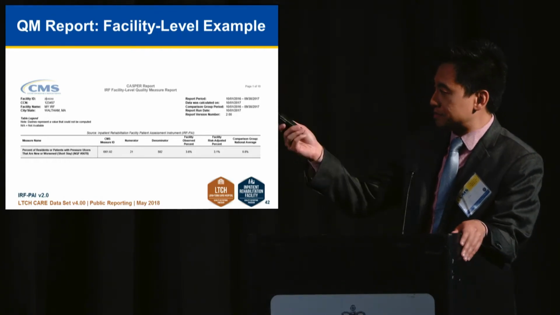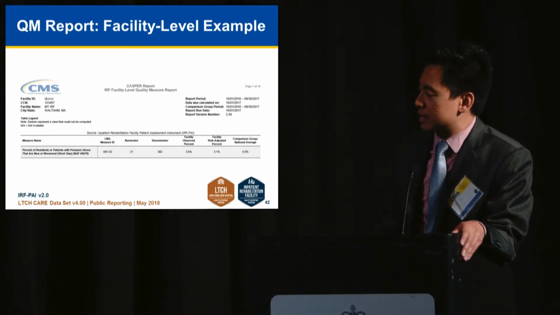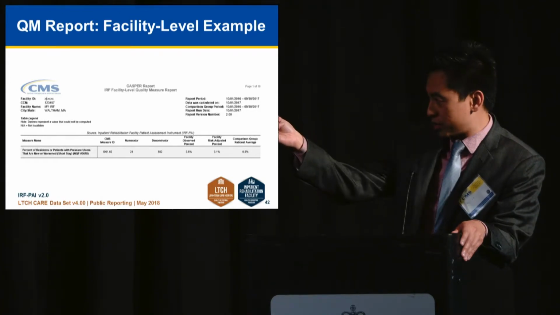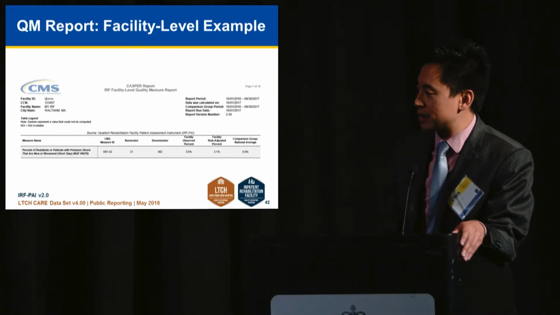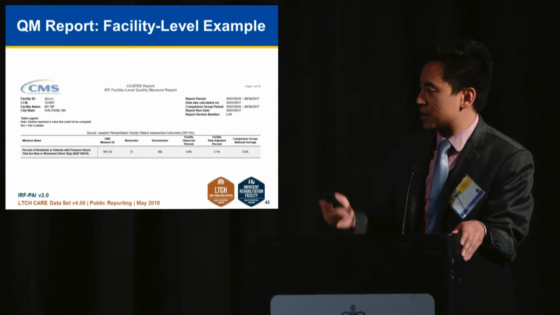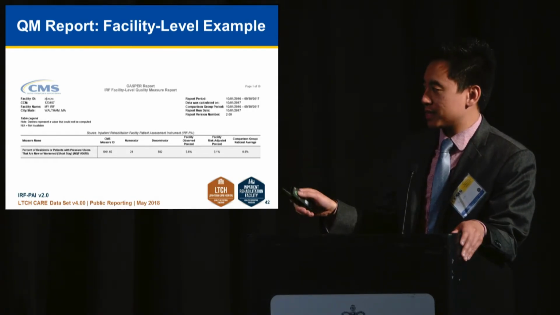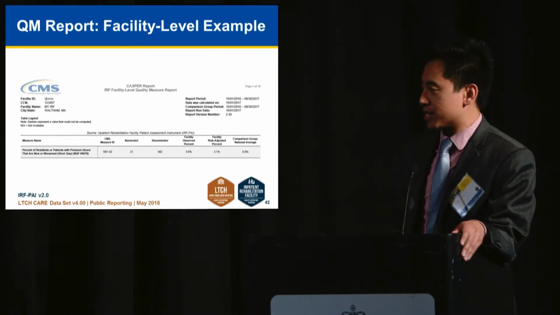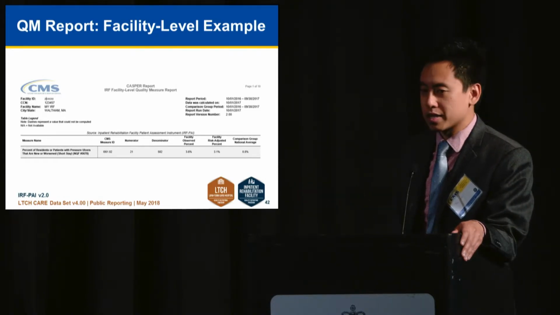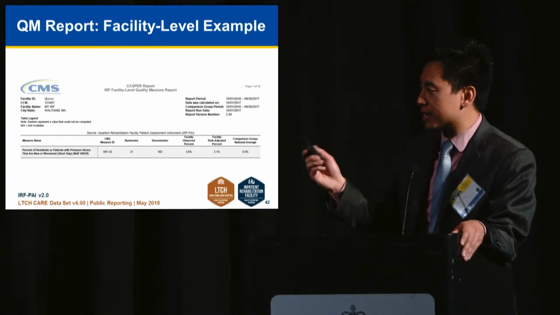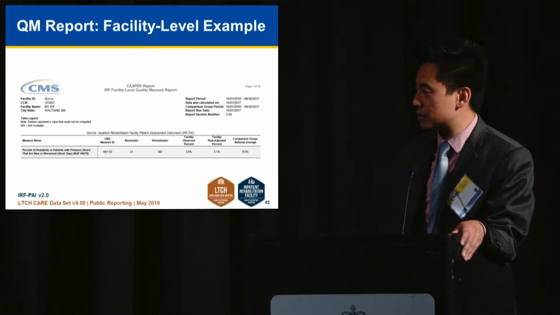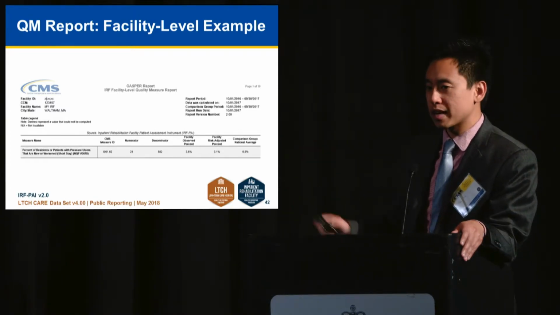And then at the bottom, you'll see the measure name, the data source on top, then the quality measure name to the left, the CMS measure ID, numerator, denominator, the observed percent, and then if the measure is risk adjusted, you also get the risk adjusted percent, and then the national average. So you can compare your facility with the national average.